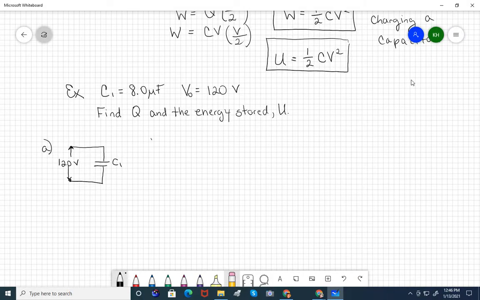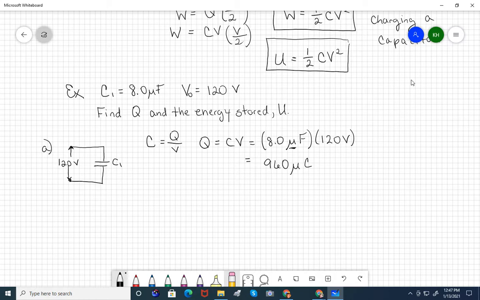So our basic formula says C is equal to the ratio of Q over V. So our charge is C times V. So I have 8.0 microfarads times 120 volts. If I multiply 8 times 120, I'm going to get 960. I still have the micro, that's 10 to the negative 6, microcoulombs. So that's Q.